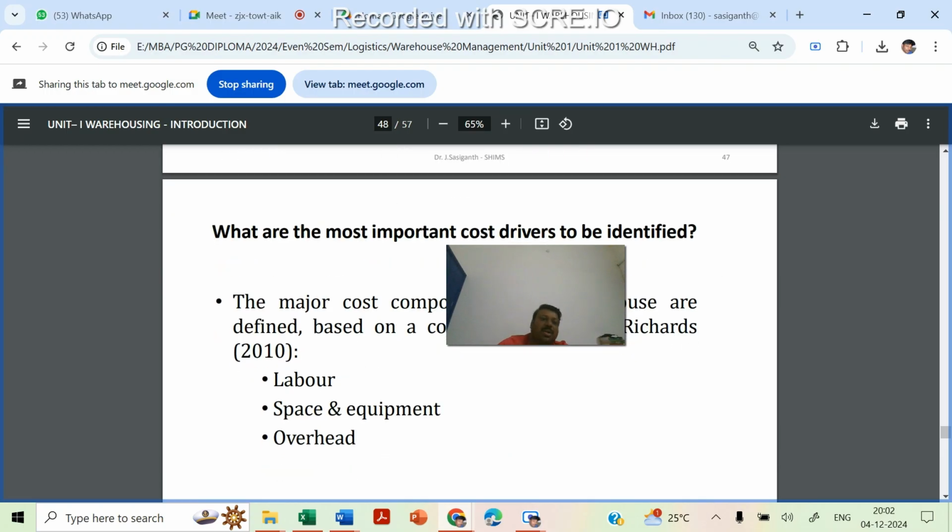Then see what are all the major and most important cost drivers to be identified.